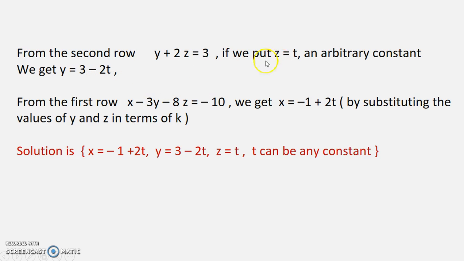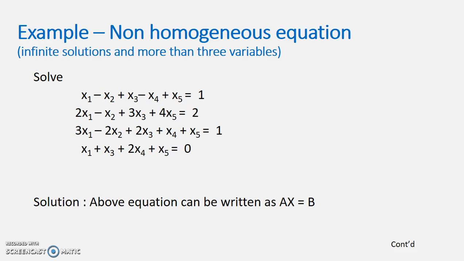Now, z and y, when you put in the first row equation, you have the value of x. That is also in terms of t. This t can take any value. It can be 1, 2, 3, any value. So, x, y and z, you have infinite values. These are all the solutions for that system of non-homogeneous equations.